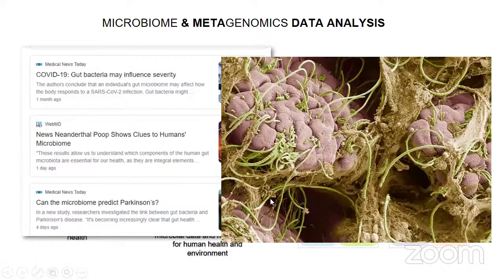Another example is the segmented filamentous bacteria in the gut. In green, you can see they overstimulated the immune system of a pregnant mouse that had an infection, and that altered its fetus's brain development. So that's one of the research aspects.